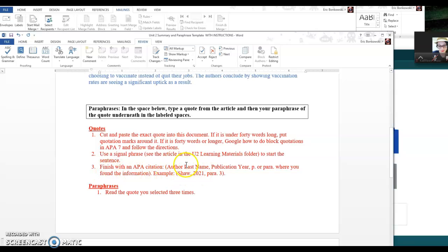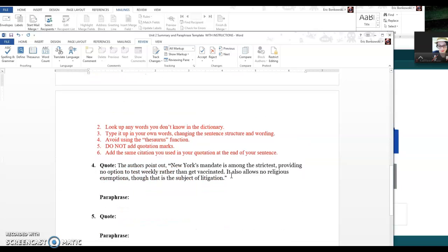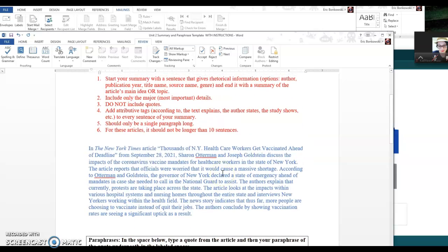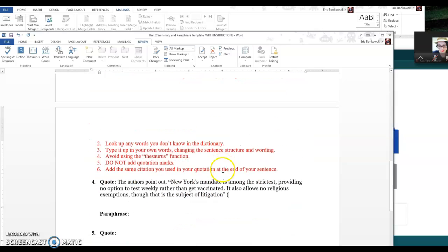I need the author or authors' last name. I need the publication year, the page of the paragraph where I found the information. It should look like this ultimately. So in this case, I have two authors. I'm going to get rid of this because the period goes after the citation. My two authors, I'll scroll back up and look at my Otterman and Goldstein. So this is how it should look if you have two authors.